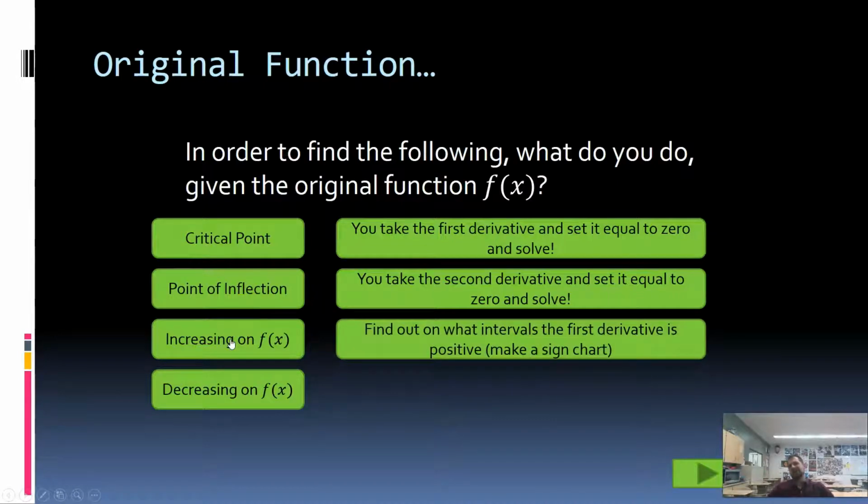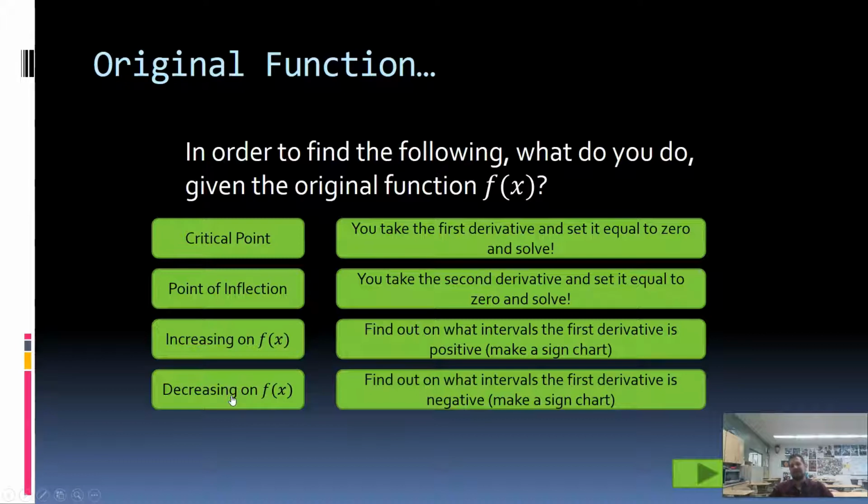If you want to know where the original function is increasing, you make that sign chart that we've talked about, where you find your critical points, you put them on a number line, then you plug in numbers that are on either side of it to find out where it's positive and where it's negative. Wherever the first derivative is positive, the original function is increasing, and wherever the first derivative is negative, the original function is decreasing. And anytime you're asked to prove that, you don't have your calculator, so you have to prove it by setting the first derivative equal to 0 and then solving it, okay?